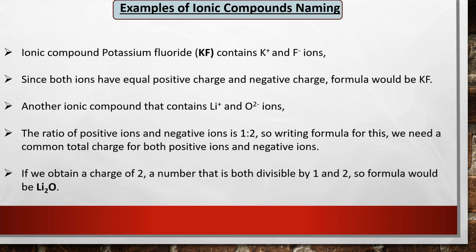Another ionic compound contains lithium Li+ and O2- ions. The ratio of positive ions and negative ion is 1:2. So writing formula for this, we need a common total charge for both positive ions and negative ions. If we obtain a charge of 2, a number that is both divisible by 1 and 2, so formula would be Li2O.